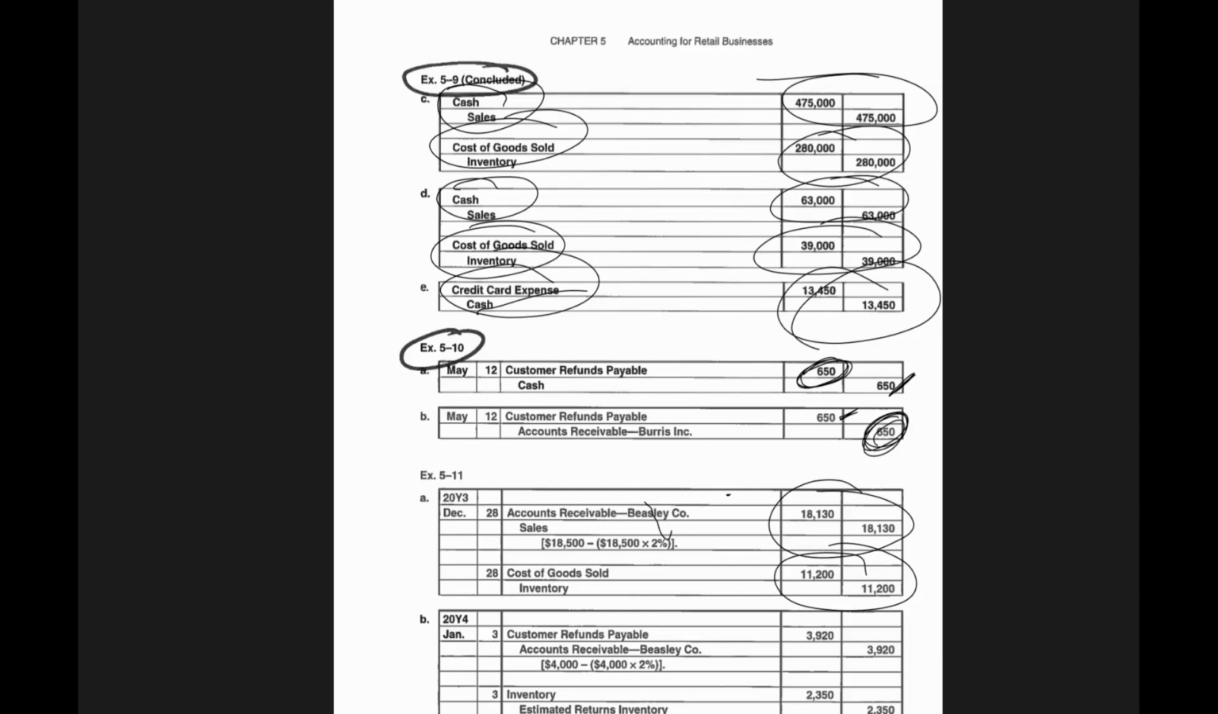So again, just read here, it says Burris paid Singer for the merchandise on May 2, but on May 12th, Singer paid Burris $650 for costs incurred by Burris to repair defective merchandise. So they paid it. Here in letter A, they paid it, and then they debit customer refunds payable. And the difference in letter B is they just reduced their AR.